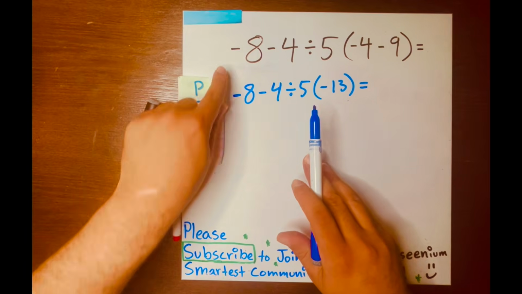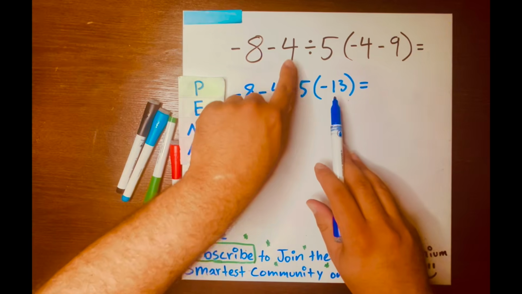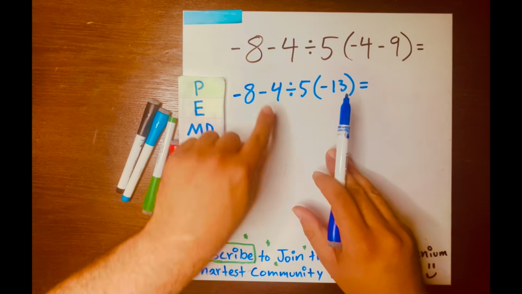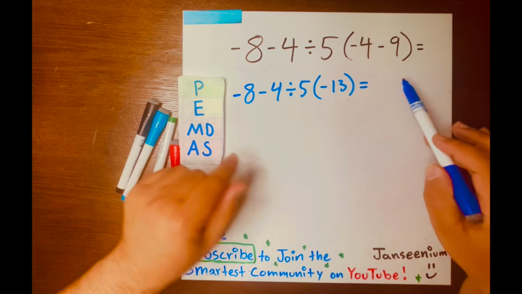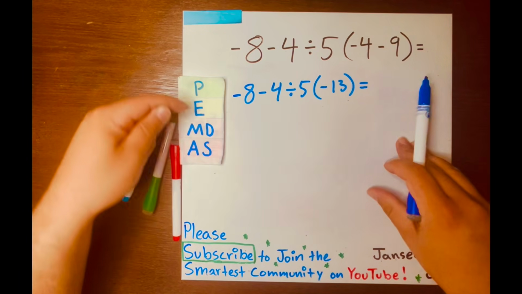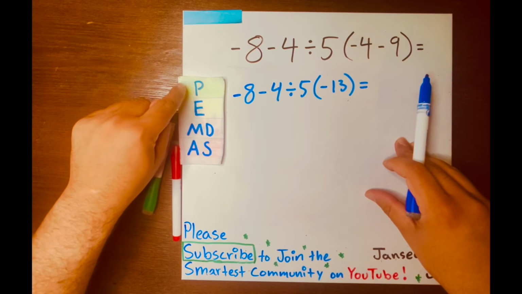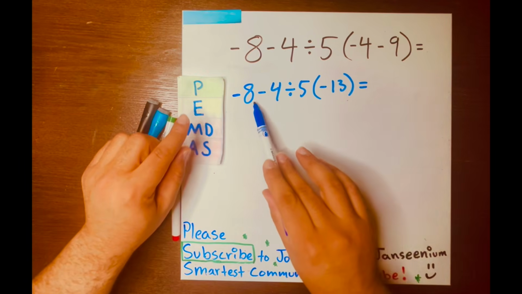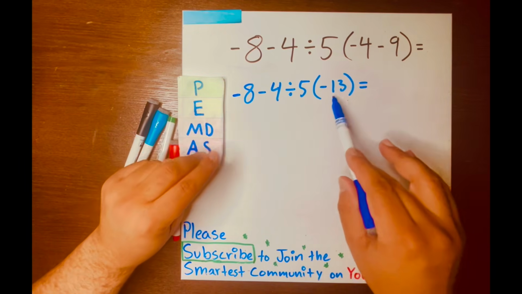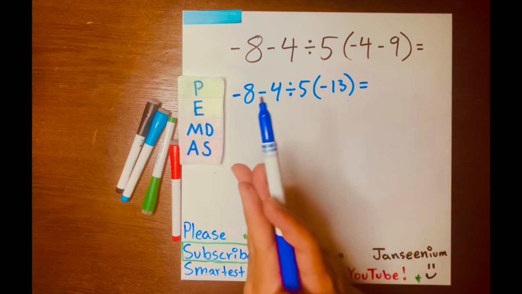So yes, I did look at -8 minus 4 first, but I know 4 divided by 5 has higher priority than -8 minus 4. But then I look at what's inside the parentheses, and that will go first because it's the highest level in PEMDAS. Parentheses goes first. Now we're looking at this math problem, -8 minus 4 divided by 5 times -13. And yes, you solve the math problem from left to right.